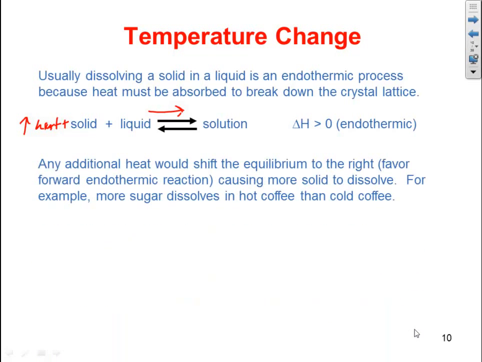Any additional heat would shift the equilibrium to the right, favoring your endothermic reaction, causing more solid to dissolve. For example, more sugar dissolves in hot coffee than cold coffee.